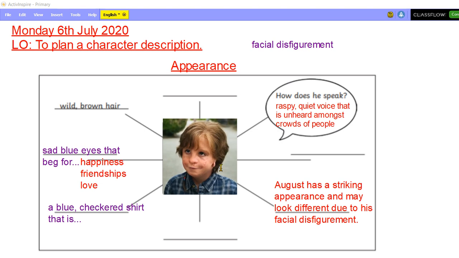I've just put this work up from yesterday, and that's because we did a fab job. And actually, the plan that we developed together and by ourselves yesterday is going to help us today when we come to do our own character description.